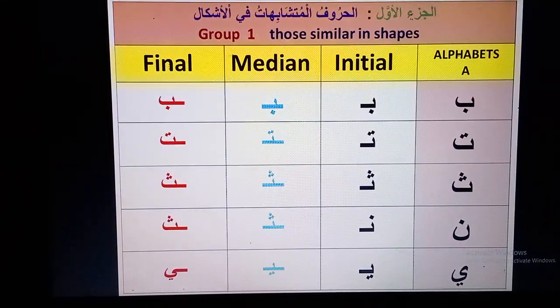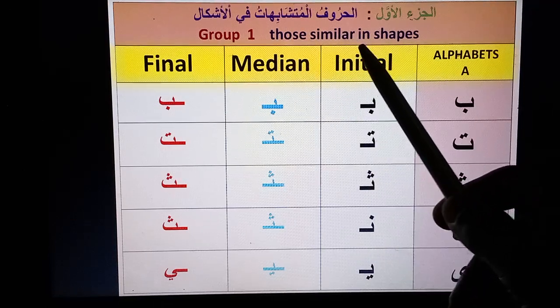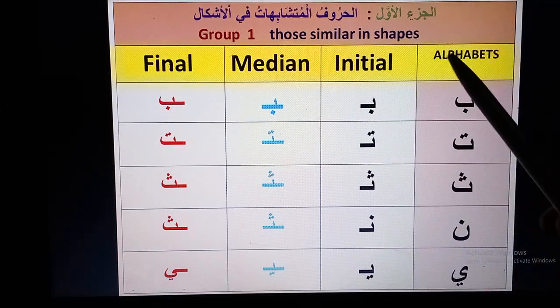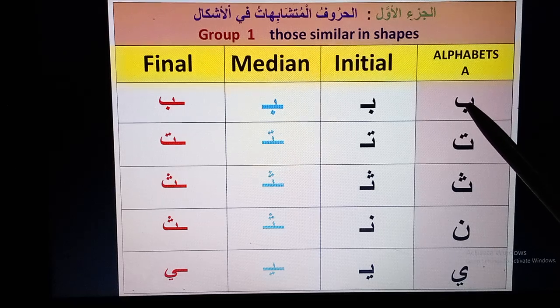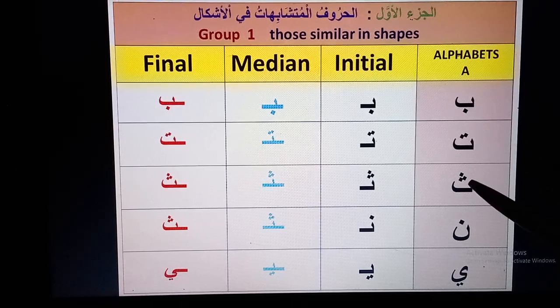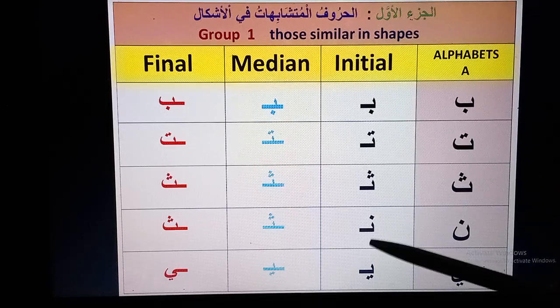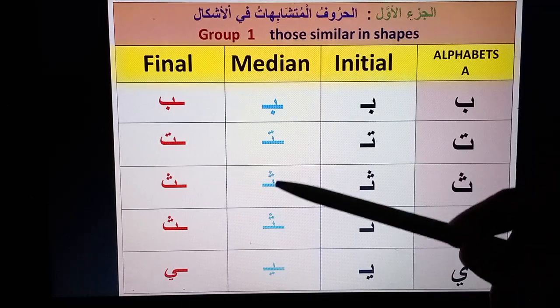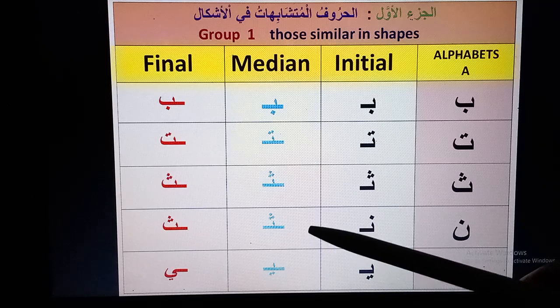This is group 1, all the letters with similar shapes. Inside this group we see the first alphabet set: letter ba, ta, tha, nun, ya. When these letters are at the beginning of a word, this is the shape. When they are at the middle of a word, this is the shape. When they are at the end of a word, this is the shape.